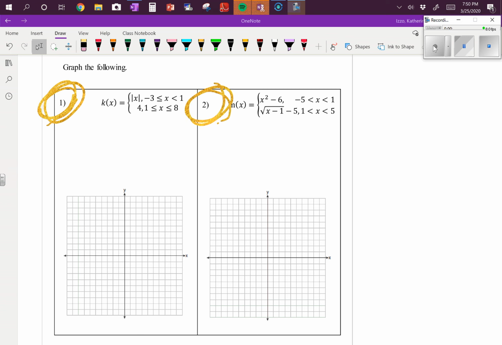All right, Squirrel, you ready to learn about piecewise functions? Yes? She's just dead staring at me. I think she expected food and I'm not giving it to her. Well, I will give it to her eventually.